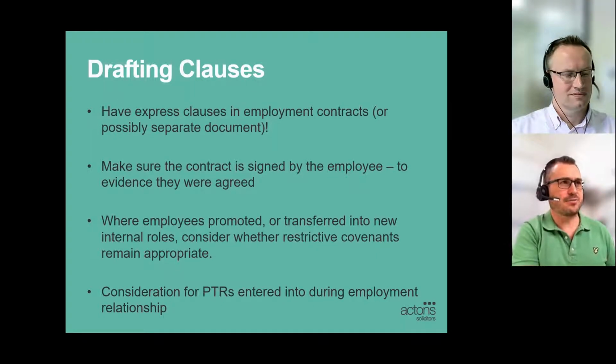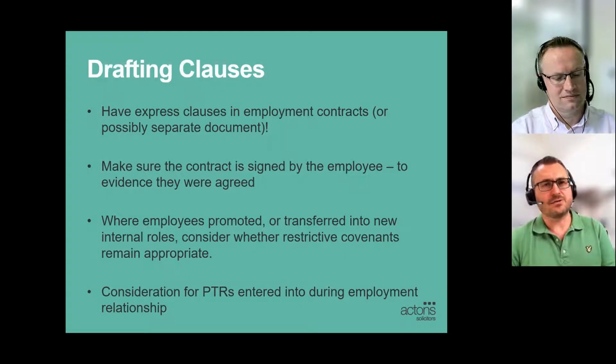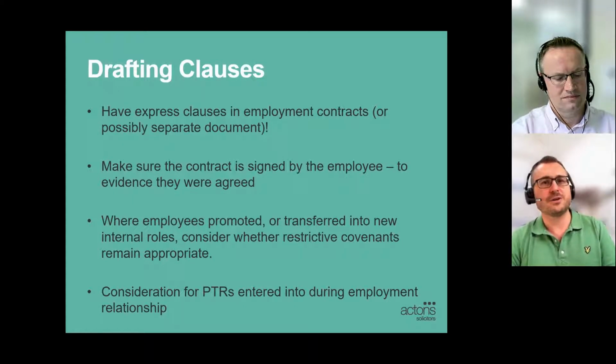It is possible to have them in a separate document as long as the employee has signed up to that and we're clear that everybody's agreed, but generally speaking they will be in people's employment contracts. And again, the poll earlier suggests that they are at least there in some form in most of the attendees' contracts that they're working with.